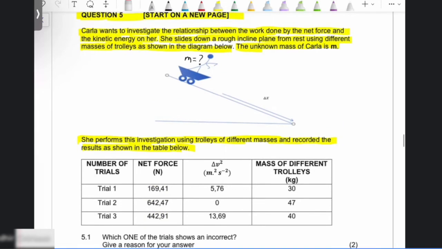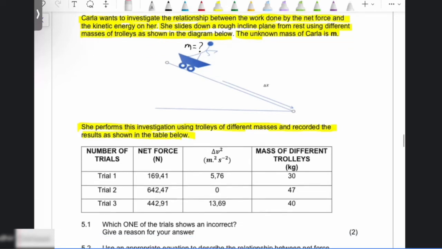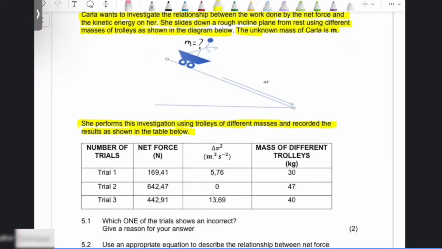So here we basically have 3 different net forces because it's 3 different masses of trolleys, three different versions of them. All right, then it says that here's our change in our v squared.